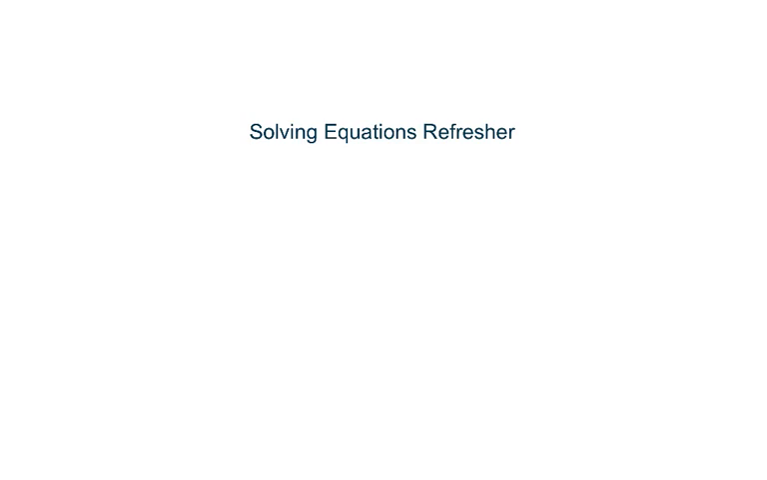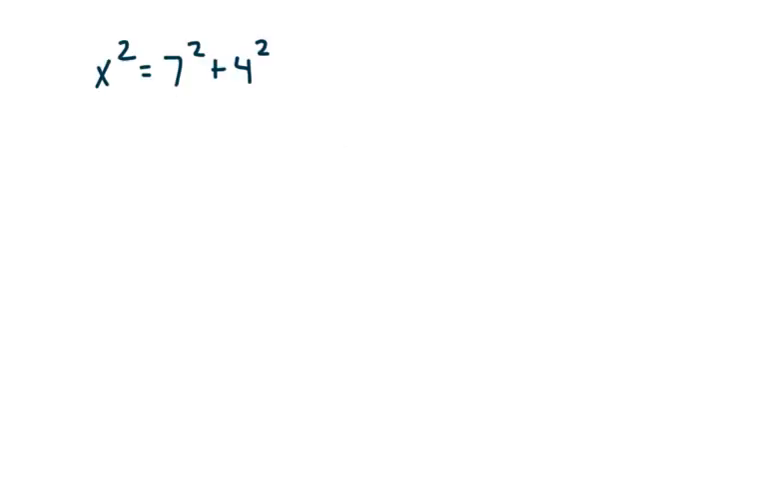In this video, we're going to review solving equations by looking at a couple of the types of problems you're going to see in this section. If we have a problem that is x squared equals 7 squared plus 4 squared, the first thing we have to remember is our order of operations. On the right-hand side, we've got exponents and addition, and we better make sure we do those exponents first and then do the addition afterwards.